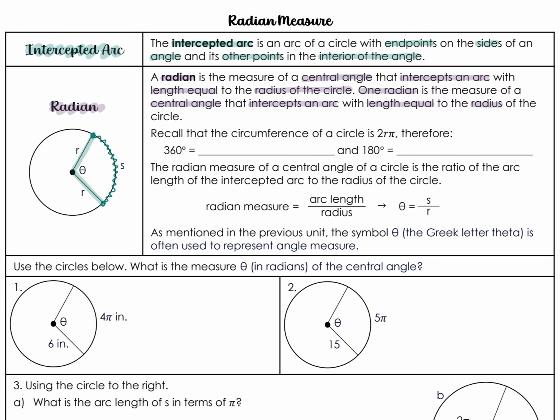And so we're going to recall here that a circumference of a circle is going to be 2 pi r. Therefore, 360 degrees will be our 2 pi radian. And then our 180 degrees will be equal to pi radian.